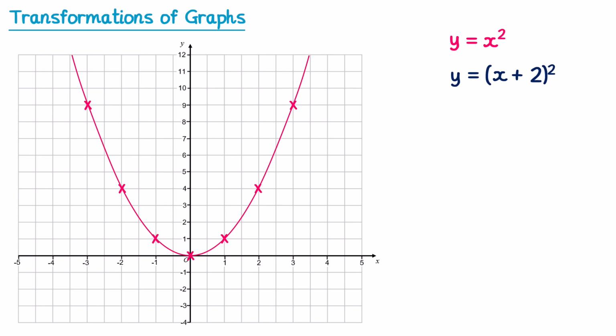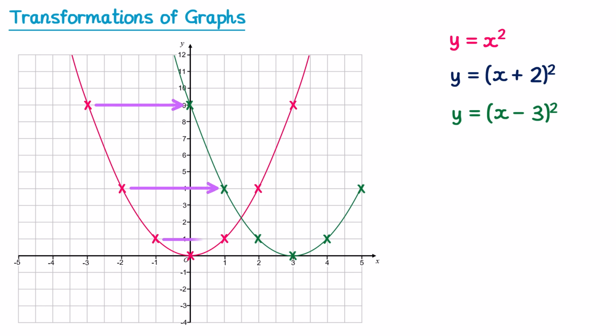You can probably guess what happens if we subtract a value from the input of the function. So if we did x minus 3 all squared. When we added 2, the function translated 2 units to the left. If we subtract 3, it's going to translate 3 units, but this time to the right. So if we take each of these crosses and move them 3 units to the right, we end up with a graph of y equals x minus 3 all squared. You can see here that each of these points has been moved 3 units to the right.